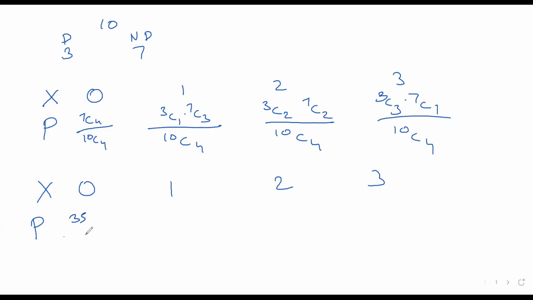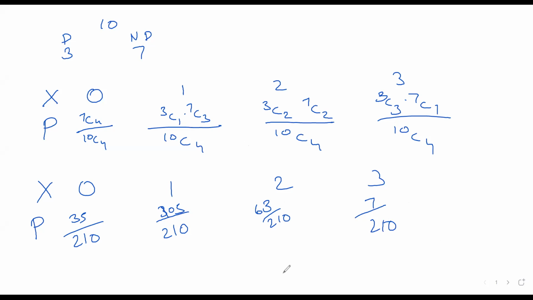So this is 35 by 210. इथे 210च येईल. 7C3 is 35 into 3. This is 105. 3C2 is 3 into 7C2. It is 63 by 210. And this is 3C3 is 1, 7C1 is 7. 7 upon 210. This is your probability distribution.